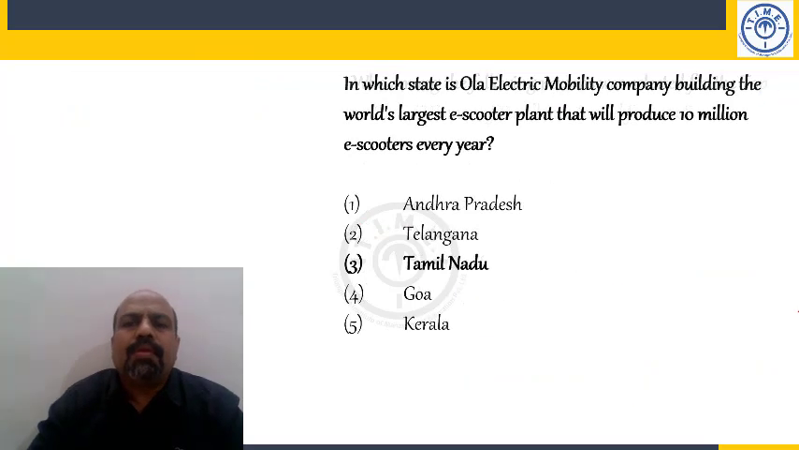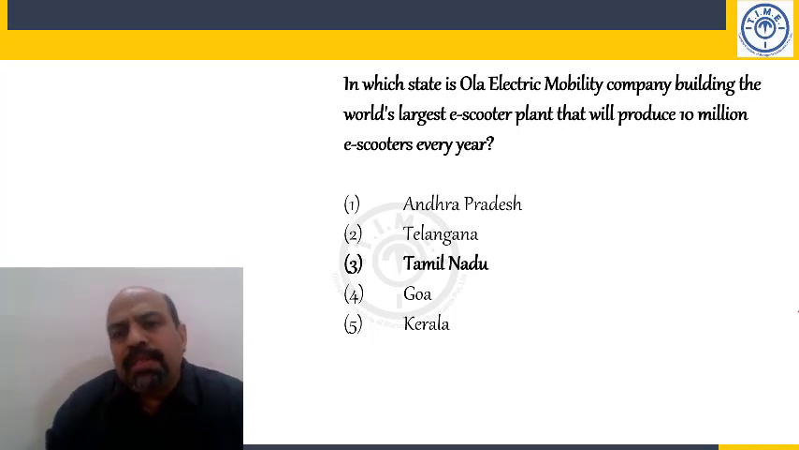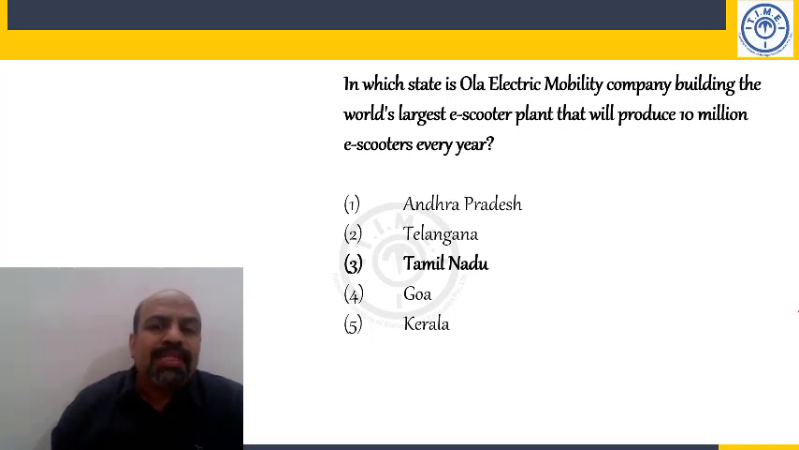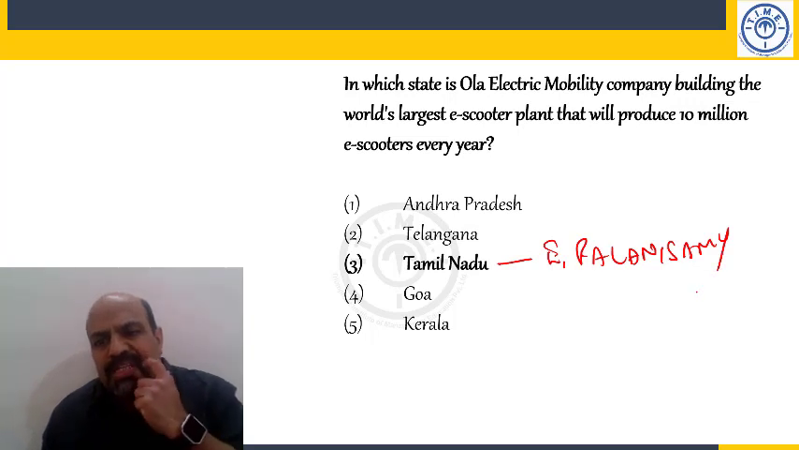Okay. In which state is Ola Electric Mobility building the world's largest electronic scooter plant that will produce 10 million, that is 1 crore e-scooters every year? They're setting this up in Tamil Nadu. Tamil Nadu is going to see assembly elections, and the chief minister for now is E. Palaniswamy.